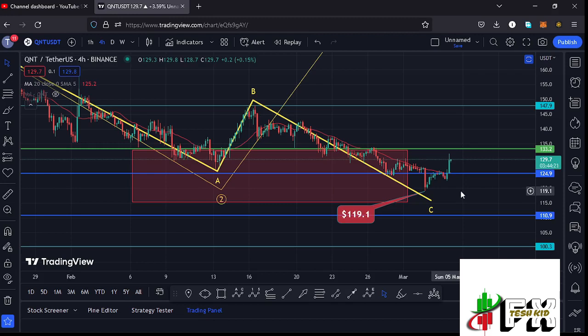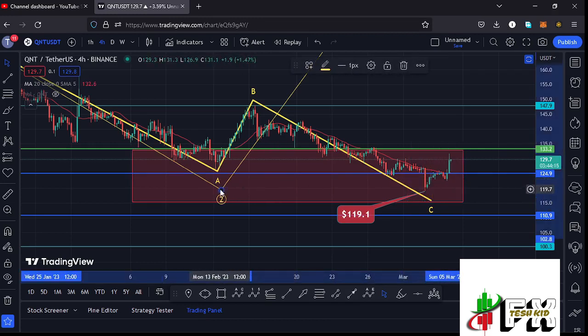We have also continued to obey the Elliott structures, where I still believe that whatever we are seeing over here is a corrective structure in the formation of this larger Elliott wave count 2, and there are chances that we might have made the low for this second wave at around the $119.1 mark, and that's the reason we are seeing a massive run up to the upper side.